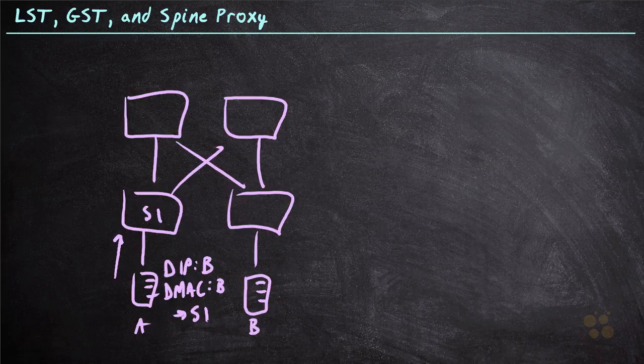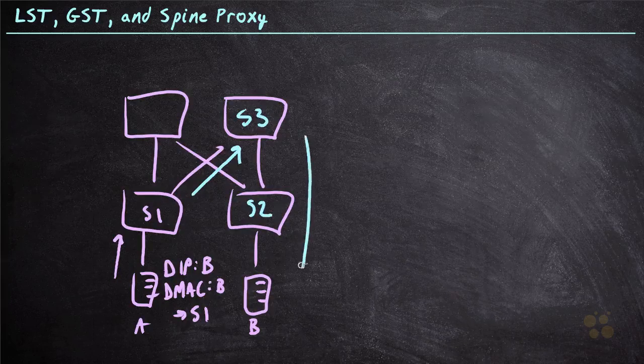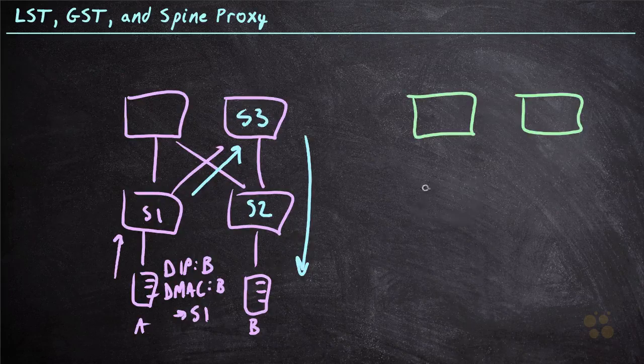Now, regardless of whether it's layer 2 or layer 3, we follow the same philosophy, which is that we forward the packet and we hope. We hope that switch, let's call this switch 3, knows that host B lives off switch 2. So we're hoping that S3 can get us to the destination. Now, as you can imagine, ACI does things a little bit differently.